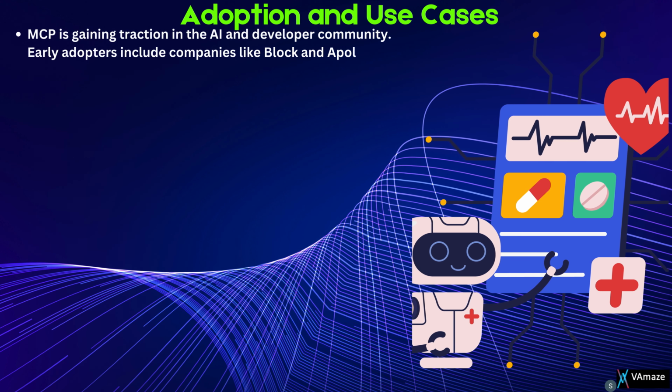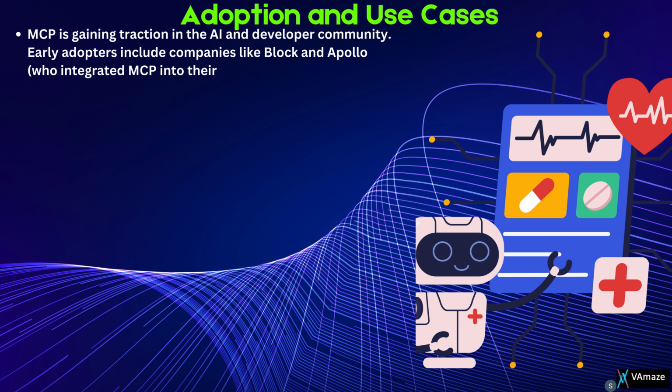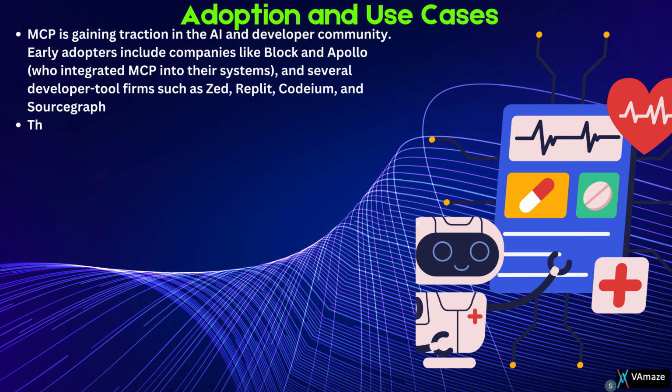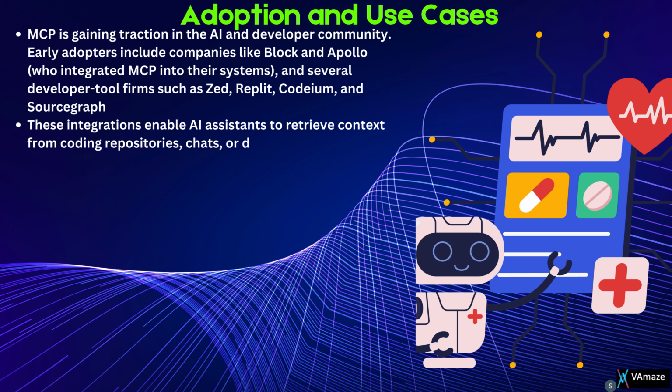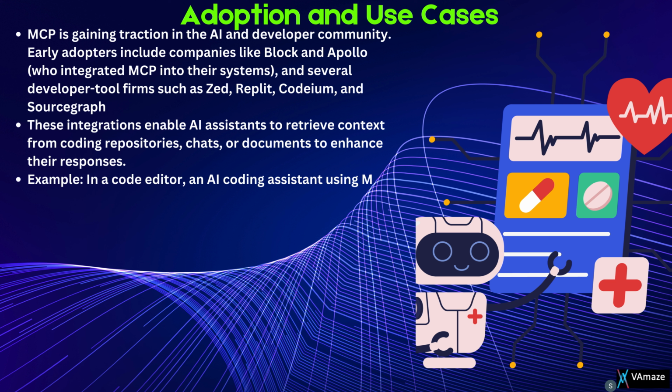MCP is gaining traction in the AI and developer community. Early adopters include companies like Block and Apollo, who integrated MCP into their systems, and several developer tool firms such as Zed, Replit, Codeium, and Sourcegraph. These integrations enable AI assistants to retrieve context from coding repositories, chats, or documents to enhance their responses.